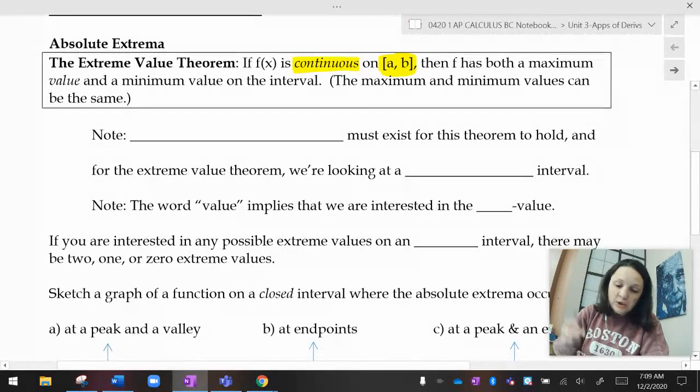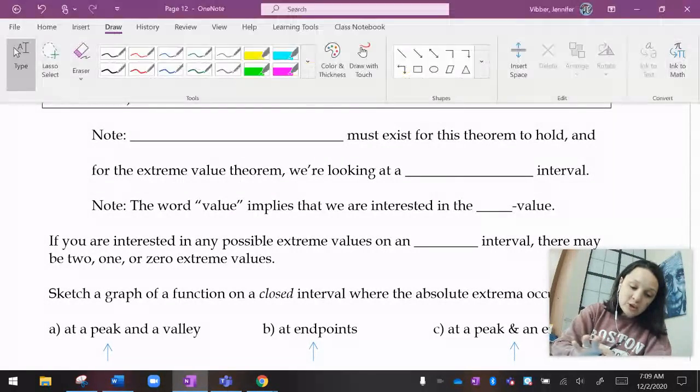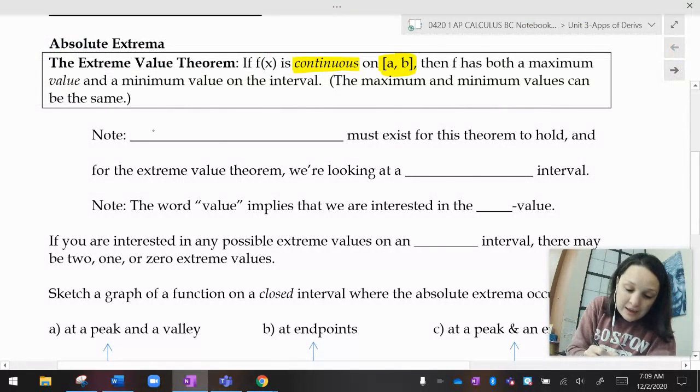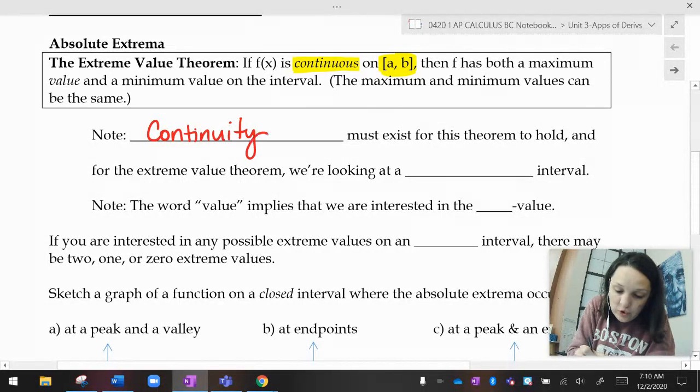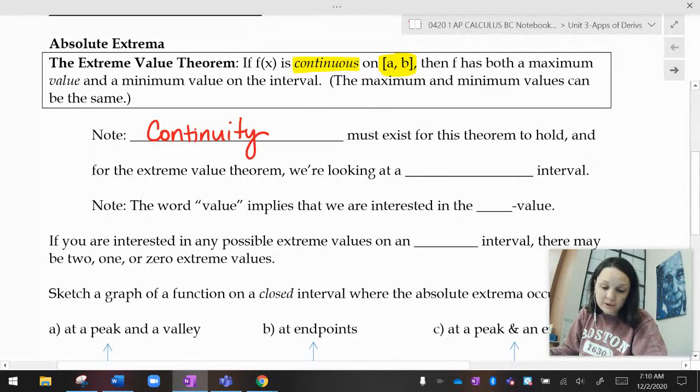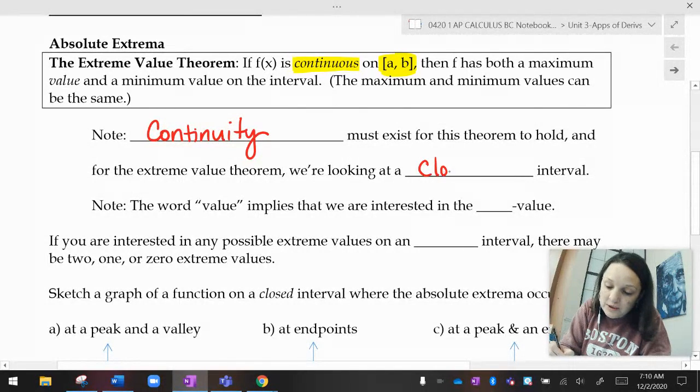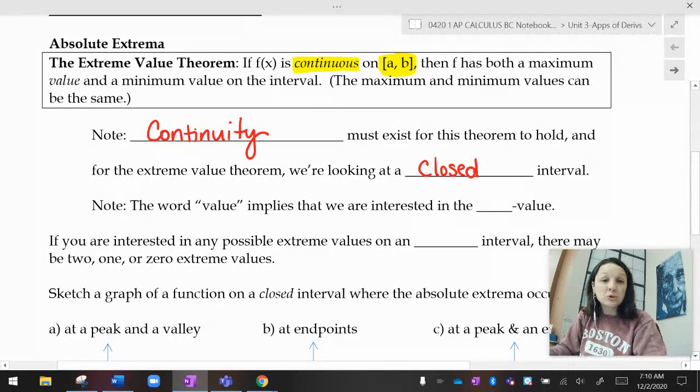All right, so things that I just said out loud that we're going to write down is continuity must exist. You have to know it's continuous, and you have to know that it's continuous on a closed interval. Now, if something isn't continuous or isn't closed, it might still have a highest or a lowest point, but it's not guaranteed.